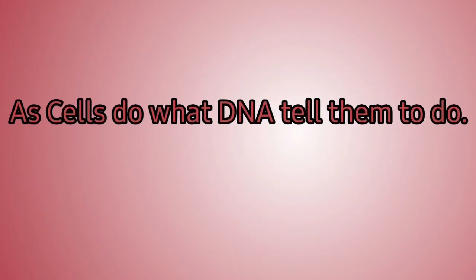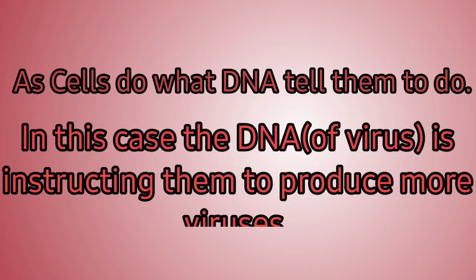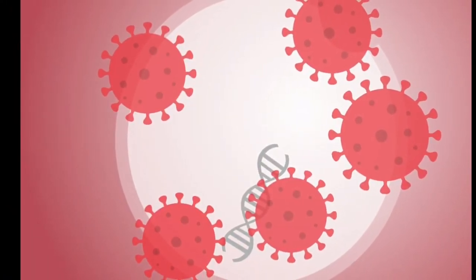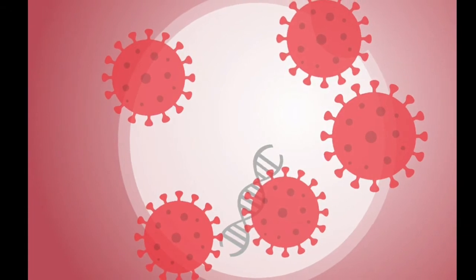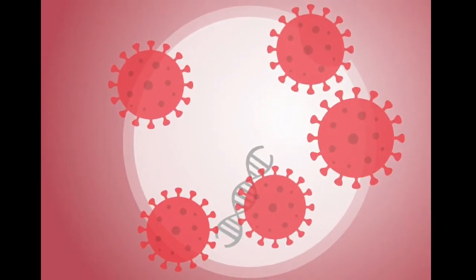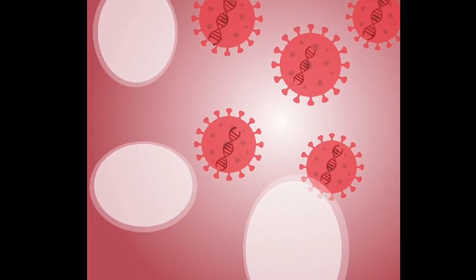Why? I hope you remember that the DNA code is a blueprint for the cells to function and reproduce. So in this case, the DNA of virus instructs the host cells to produce more viruses. After some time, the number of viruses increases so much that they break the cell wall and come out of it, resulting in the destruction of that cell. Then they search for another cell to be the host and to reproduce more and more.